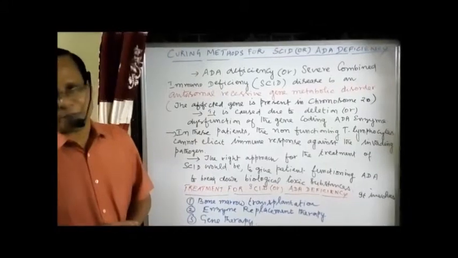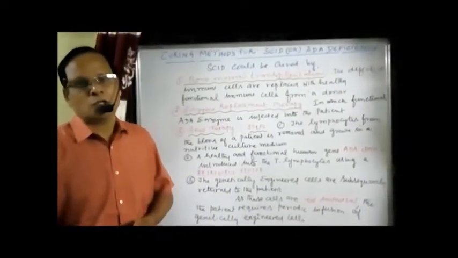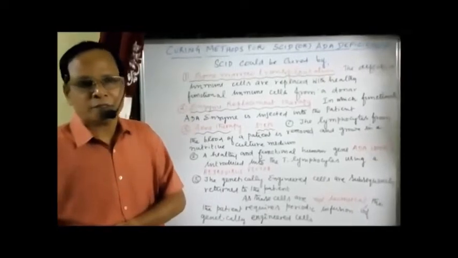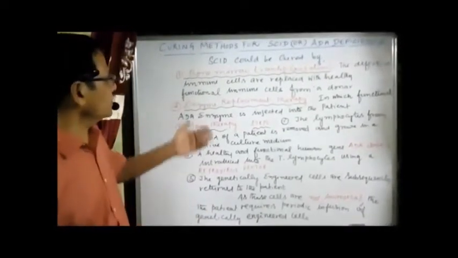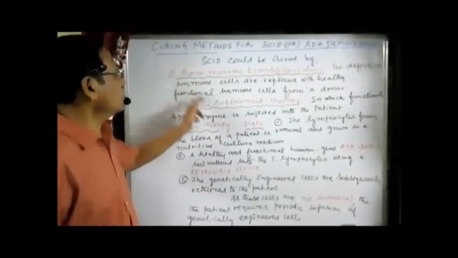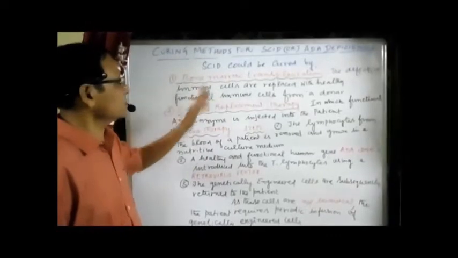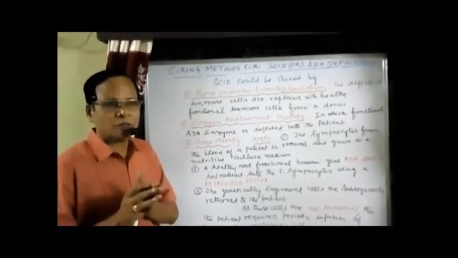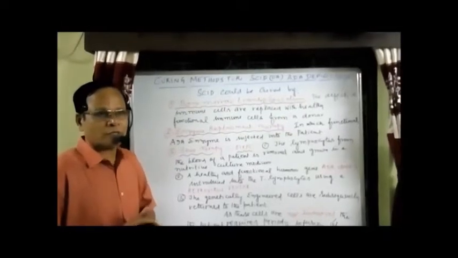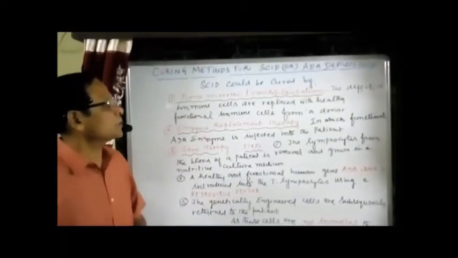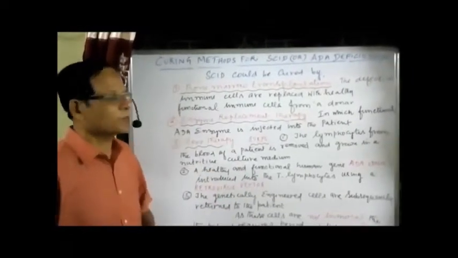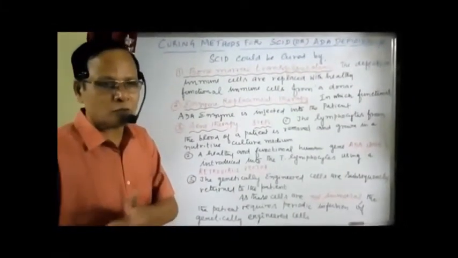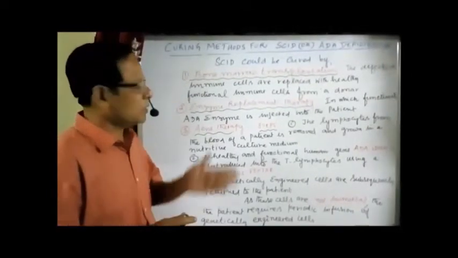The possible methods of curing SCID or ADA deficiency are temporary methods as well as permanent methods. Now the temporary methods for a short term. Number one, bone marrow transplantation. Out of the three methods, this is a temporary method. The defective immune cells are replaced with healthy functional immune cells from a donor, the one who donates the bone marrow. So it is only a transplantation of bone marrow from a healthy individual to a defective individual to substitute a defective bone marrow.